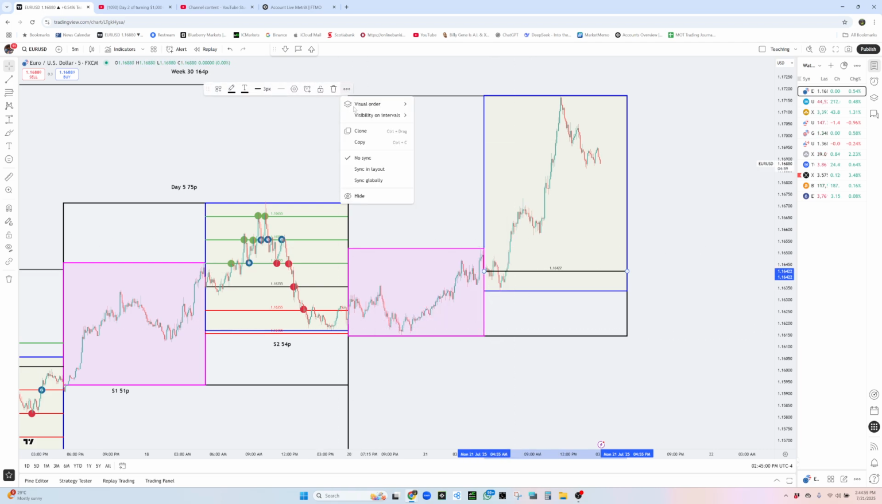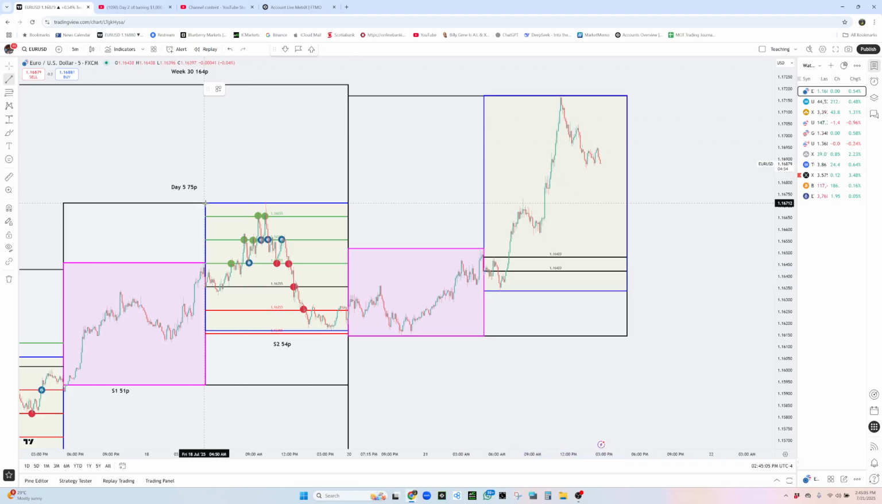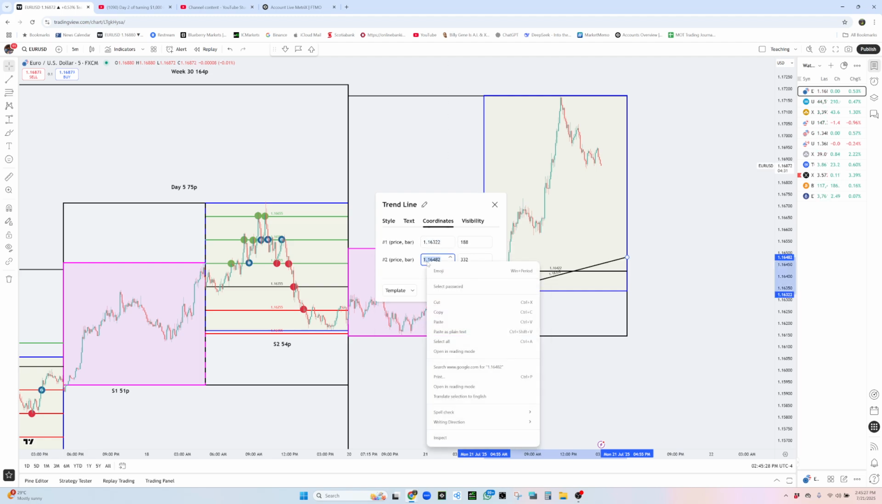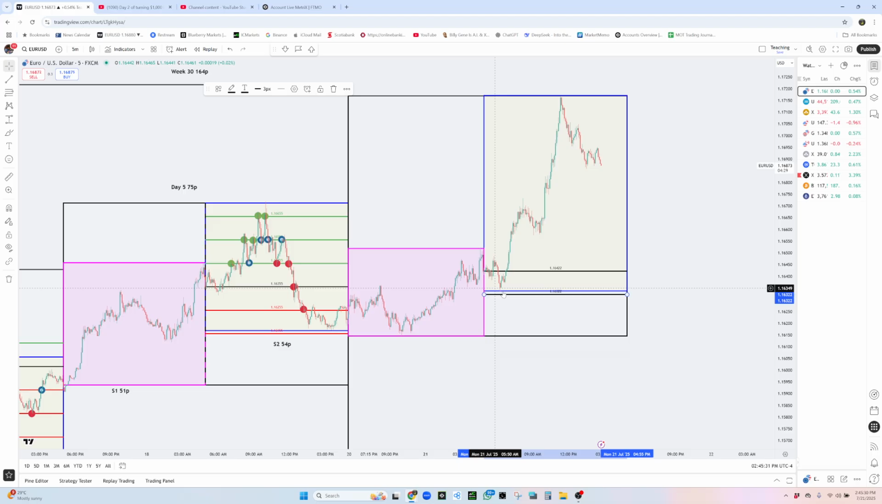All right. I think I could squeeze one down there. Hold on. Let me get my start line. Let's see if I can squeeze one in at the bottom. 1.16322. Almost there. And let's see how bullish we went.